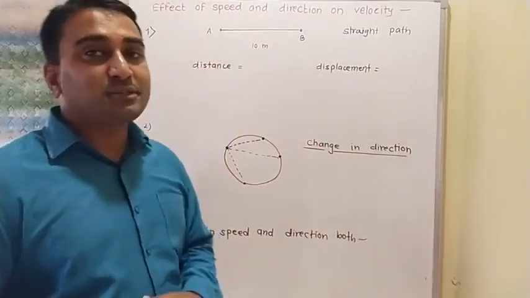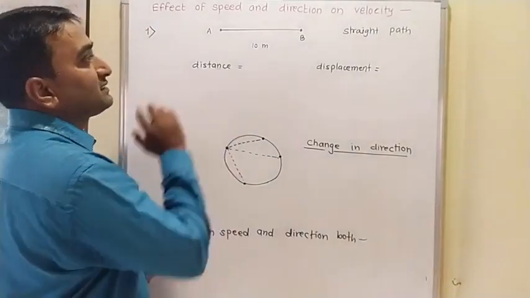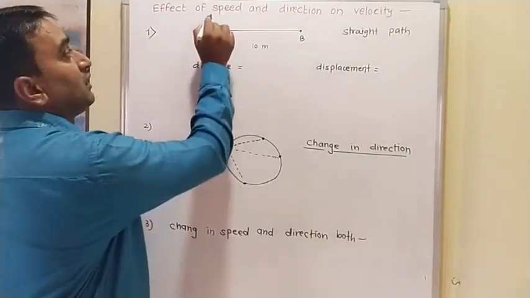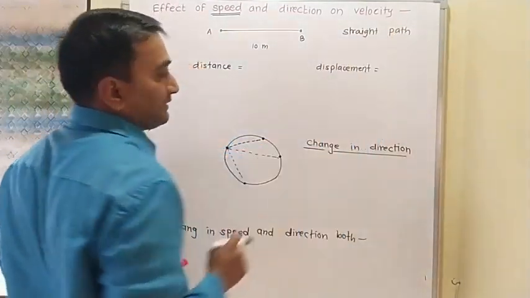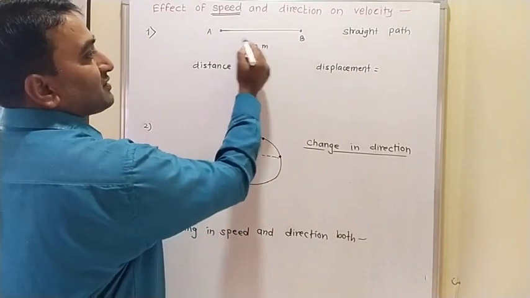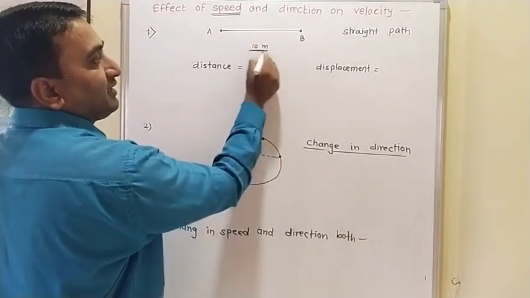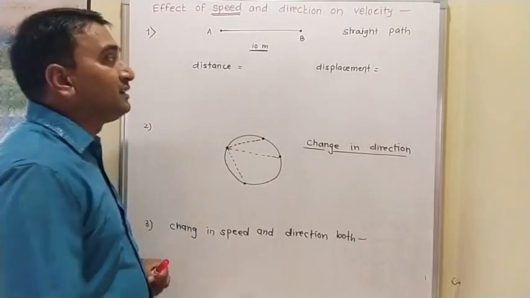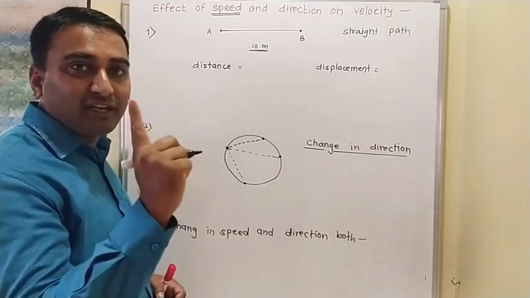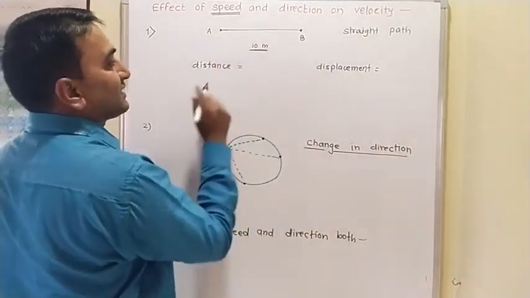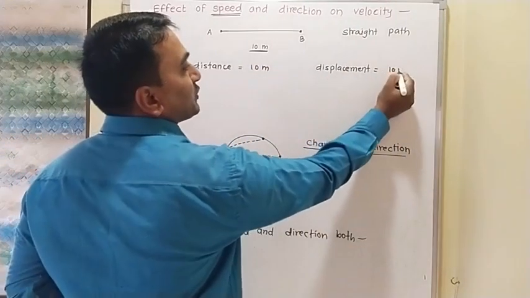What is the effect of speed and direction on velocity? First we are discussing how speed will affect velocity. Consider a straight line. As a straight path is there, point A and point B have 10 meters distance, and consider this distance is covered by an object in 1 minute. As it is a straight line, distance is 10 meters and displacement is also 10 meters.